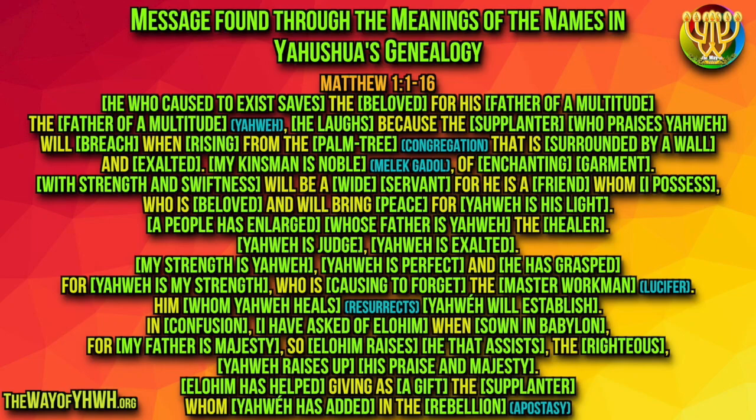In the middle of confusion, I have asked of Elohim. When I was born in confusion in Babylon, my father is majesty, and Elohim will raise up he that will assist righteousness, and Yahweh raises up his praise and majesty, because Elohim has helped by giving as a gift the supplanter whom Yahweh has added during the rebellion, the apostasy. I hope that is clear.